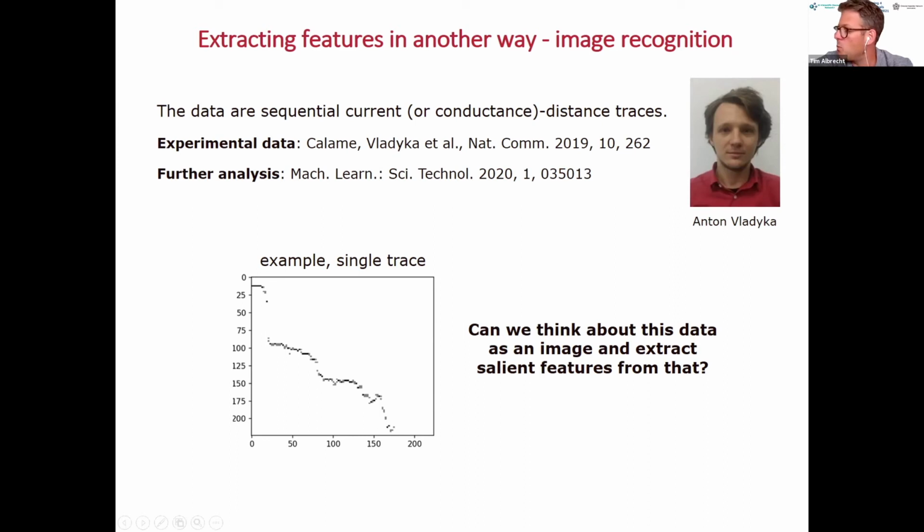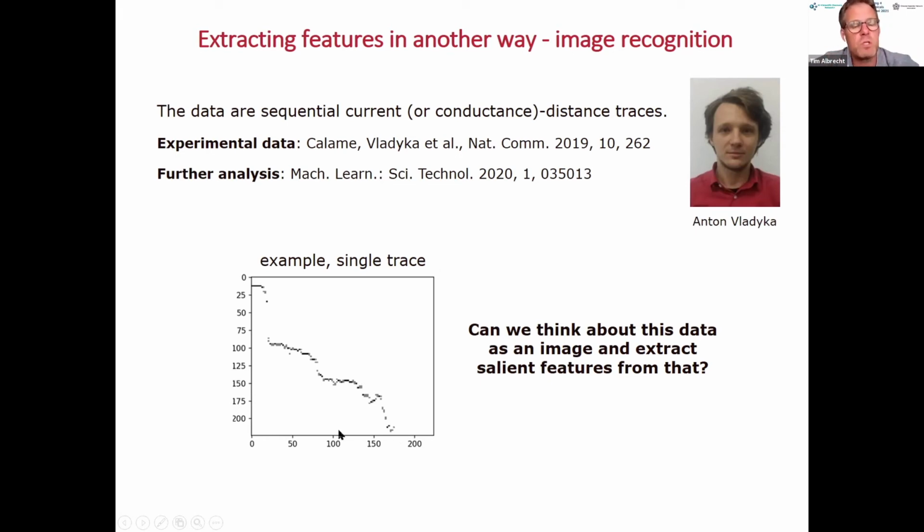Now, again, when you look at the data, the labels are missing here, but you basically have a current as a function of distance, or conductance as a function of distance trace. And what you see here is an example of one of those traces that Anton measured. And you can see these plateau features and, by and large, a wiggly line.